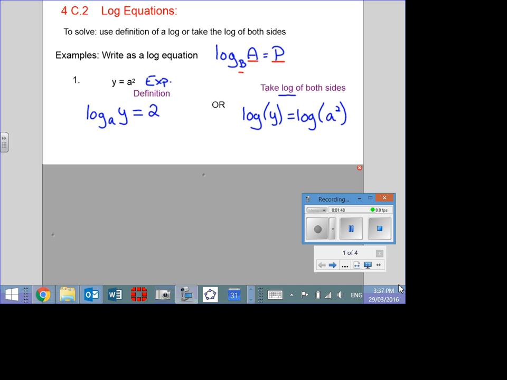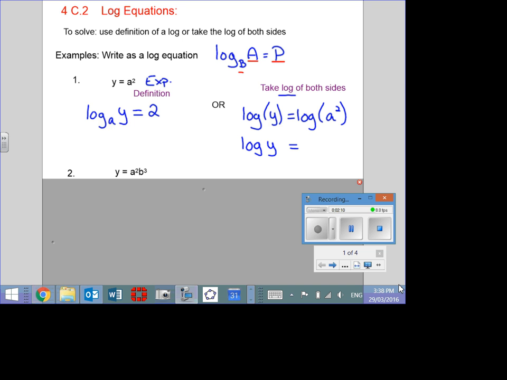Remember, we're assuming base 10 if I take the log of both sides. So I have matching bases, so I can say that y is equal to a squared. So I've just added the log to both sides. I've taken the log of y and taken the log of a squared. With my various log rules that we discussed last class, I can also rewrite log of a to the second power as 2 log of a.